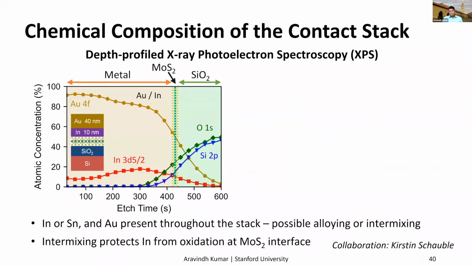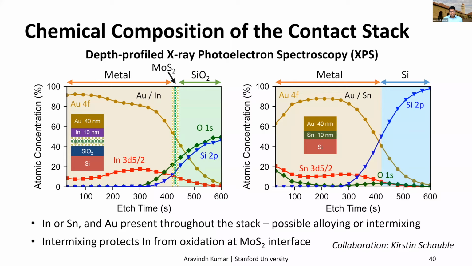So next, we did material characterization to study the chemical composition of these metal stacks. We first did depth profiled XPS on these metal stacks before any anneal. So we are looking at this structure where the MoS2 is capped with 10 nanometer of indium and 40 nanometer of gold. And the XPS shows that the gold and the indium signal is present throughout the metal stack. So there's a lot of intermixing going on.